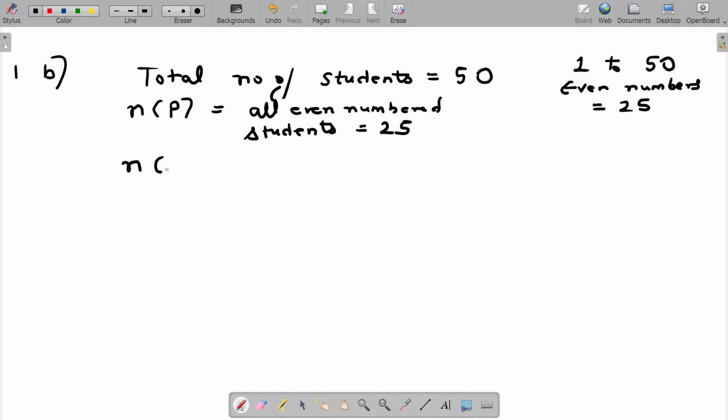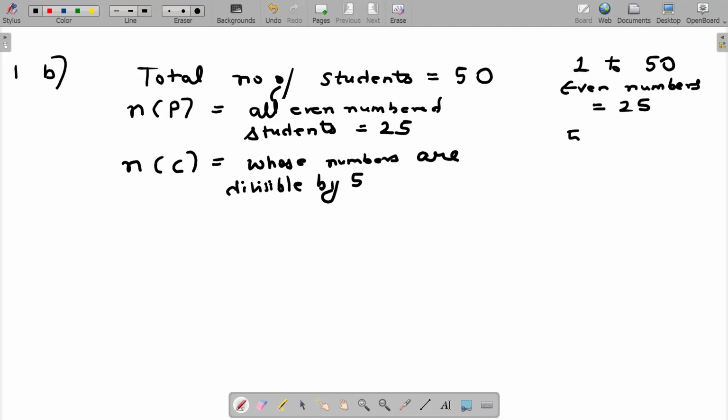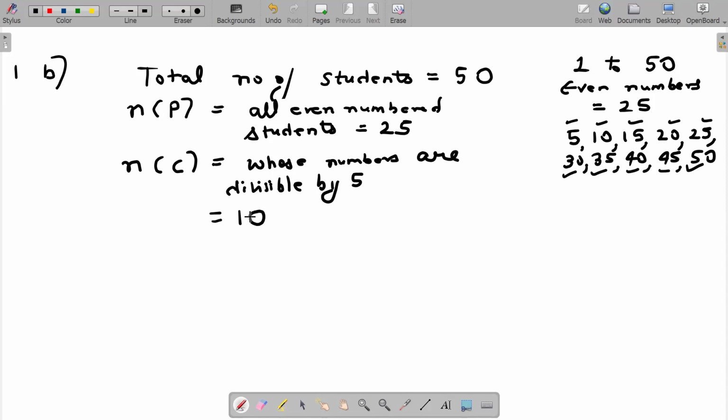Number of students who opt for chemistry are all those whose numbers are divisible by 5. How many numbers are divisible by 5? So 5, 10, 15, 20, 25, 30, 35, 40, 45, 50. How many numbers do we have? 1, 2, 3, 4, 5, 6, 7, 8, 9, 10. That means the number of students opting for chemistry is 10.